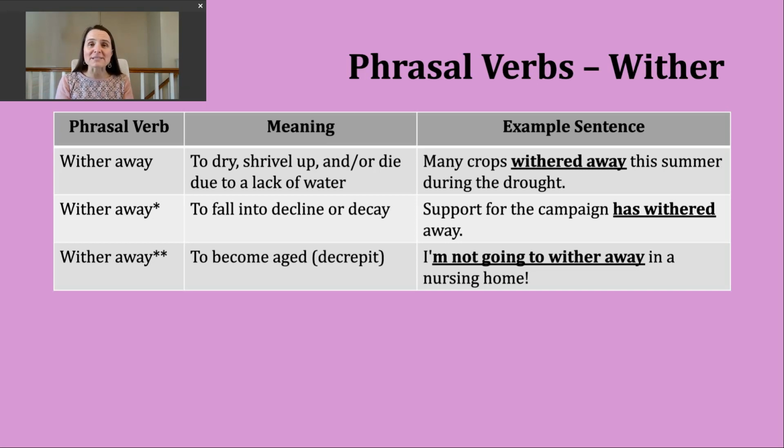An example of this might be, many crops withered away this summer during the drought. You know, there are many regions, many countries who've experienced drought, not having enough rain, not enough water really to continue the process of having crops grow. And so some of those crops have shriveled and died without producing food.